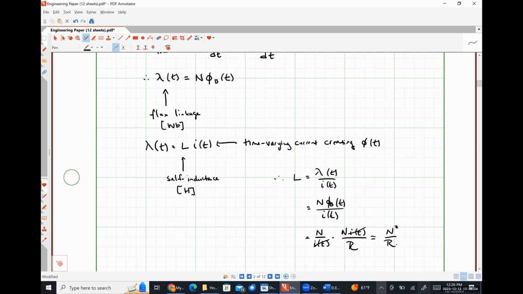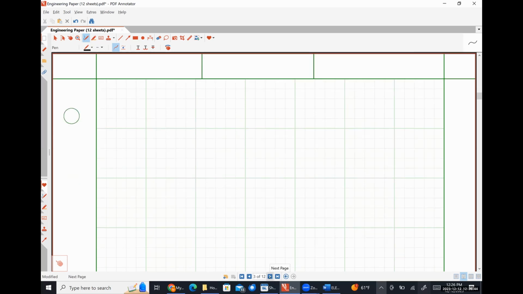So as long as we know what the turns ratio is and what our equivalent reluctance is, we can determine inductance. So let's use this relationship to determine the inductance of the following magnetic circuit under two specific conditions. So let's say that I have the following core shape. It's going to be a horseshoe-like core with an air gap, and we're going to see what role the air gap plays in determining inductance.